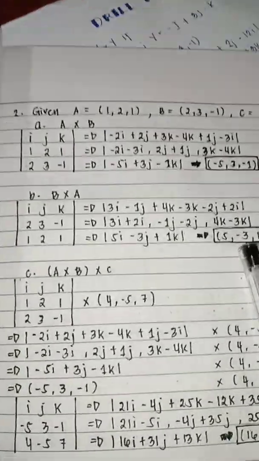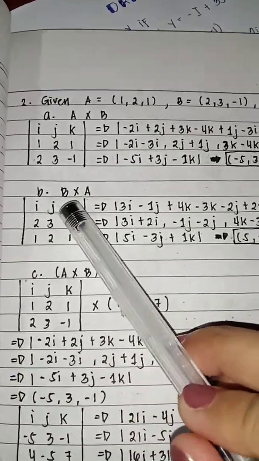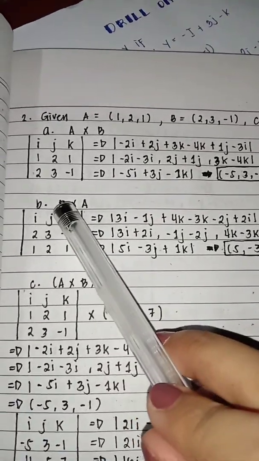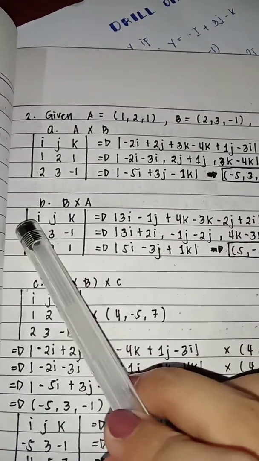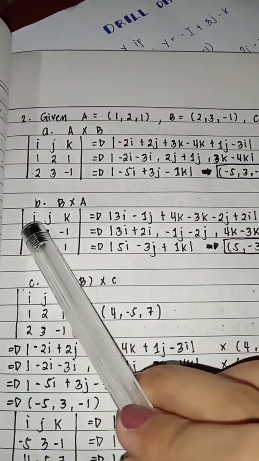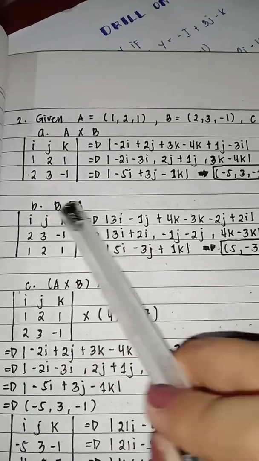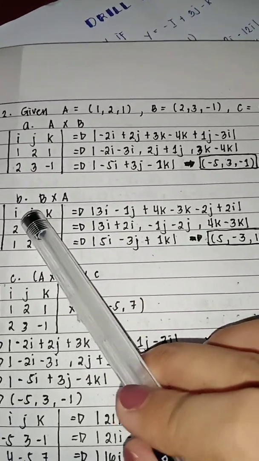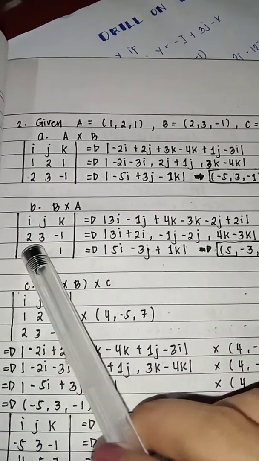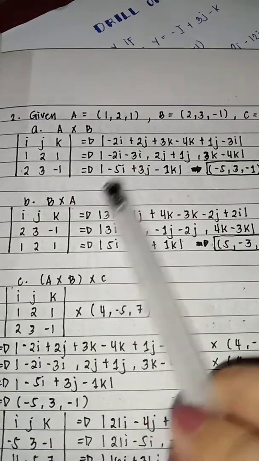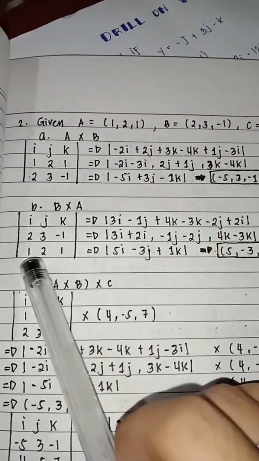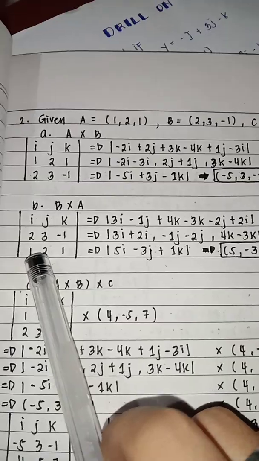So letter B. Find B cross A. To compute B cross A, we use determinants as follows. Since the value of B is 2, 3, negative 1, we will write this, and the value of A is 1, 2, 1, so we will write this.